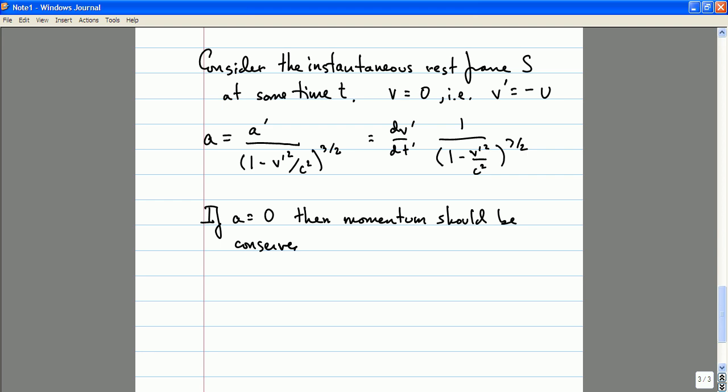Indeed, in the S frame, we have an object that is not moving, its velocity is equal to 0, and it is not accelerating. So I should be able to use the standard Newtonian form for the force law. And indeed, a, being dv over dt, is equal to 0 will imply that v is a constant. And in particular, m times v is a constant. But what does this look like in the S prime frame?